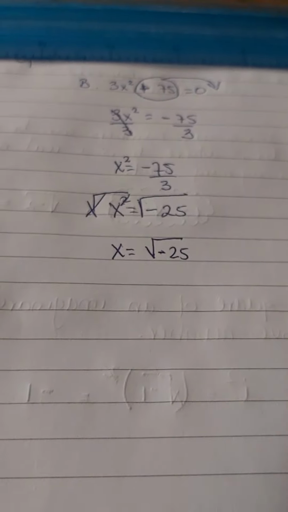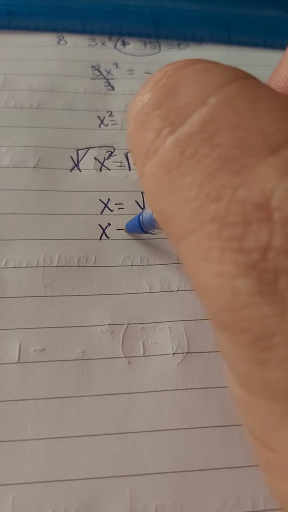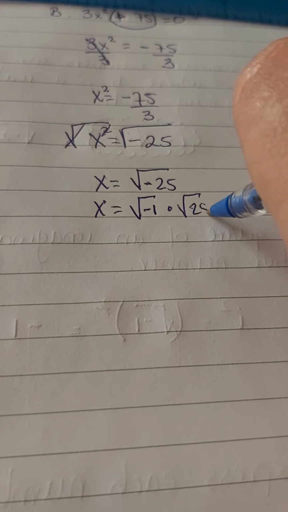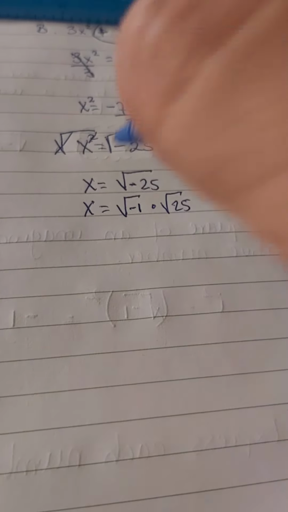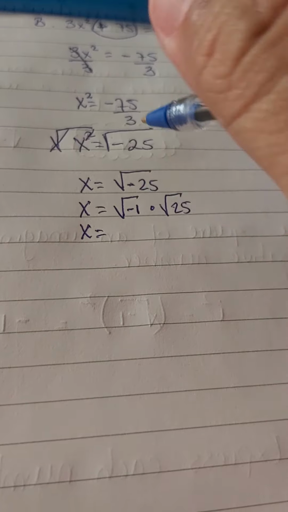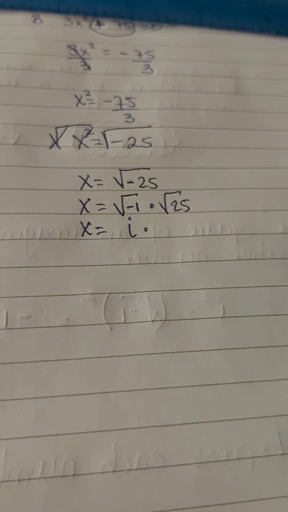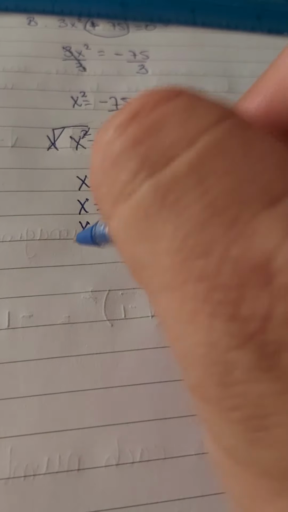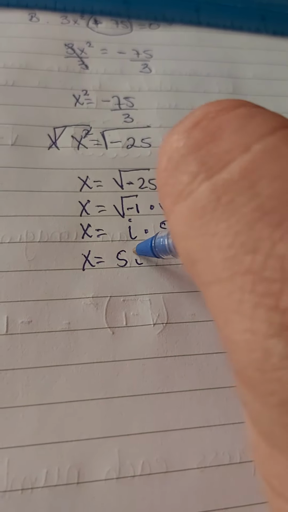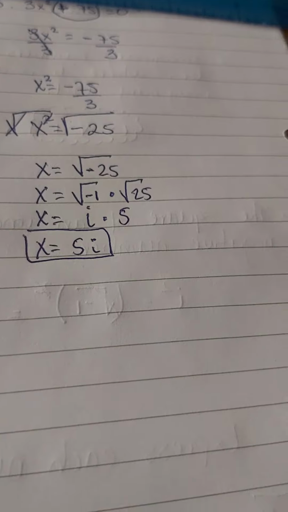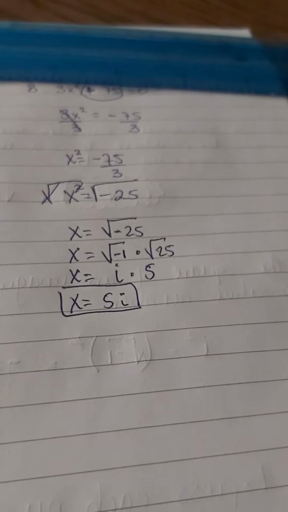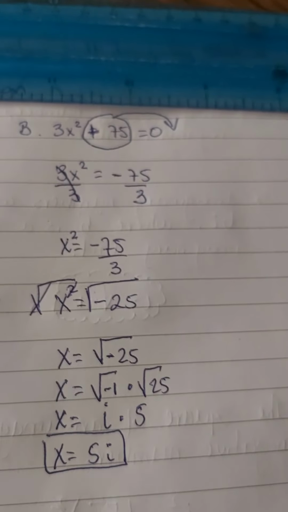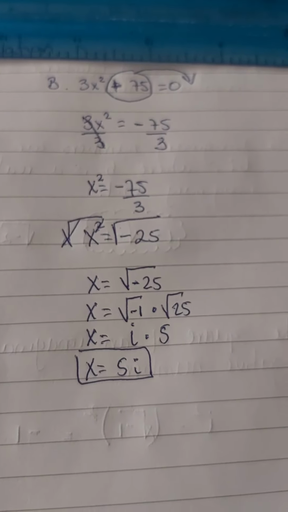Okay, now we can express this in the form x equals square root of negative 1 times square root of 25. x equals i times square root of 25, i times 5, 5i. Okay, and this is an equation with imaginary solutions.